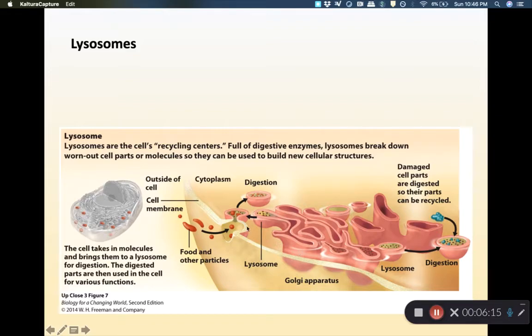They're also able to take food particles and other parts out of the cell. So again, essentially it's a recycling center with digestive enzymes that really break down worn out cell parts or molecules so they can be used to build new structures.